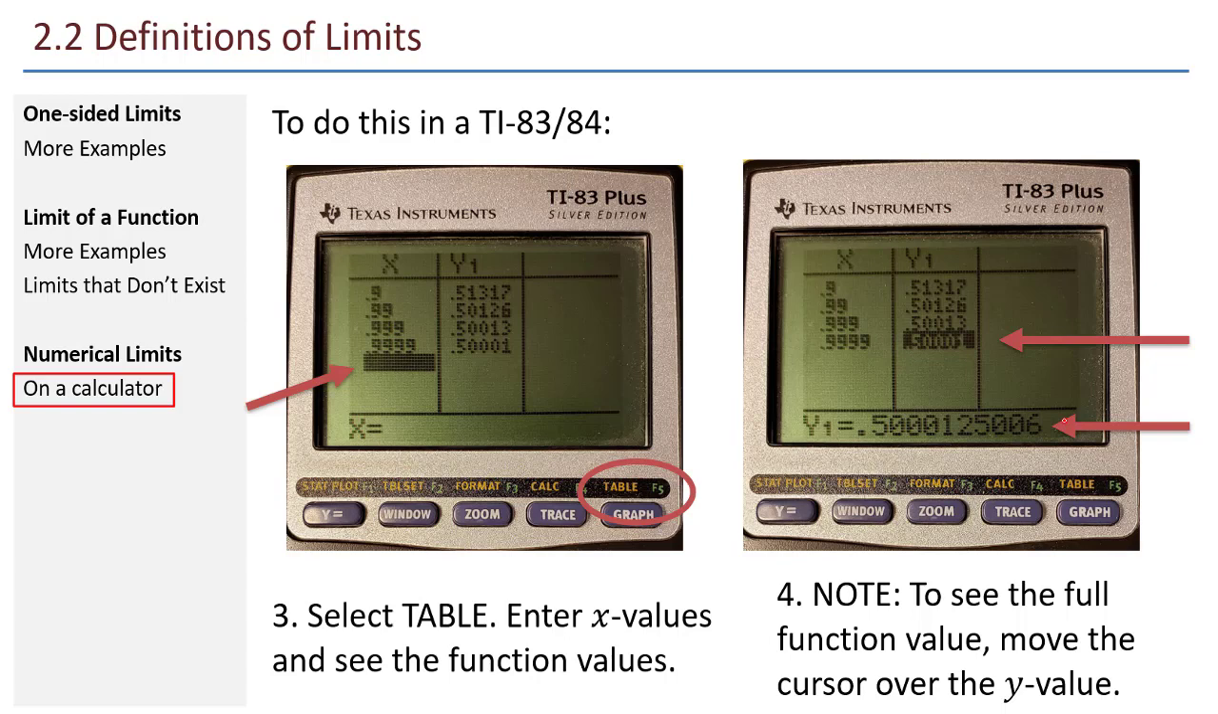All right, so we've seen limits. We've seen one-sided limits, we've seen regular limits, and we've mostly looked at them graphically, but we've also taken a numerical approach as well. And this concludes section 2.2.